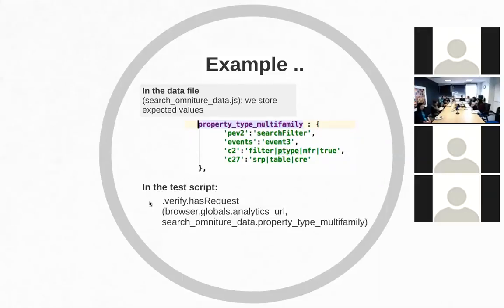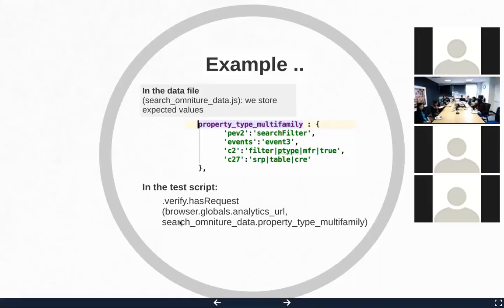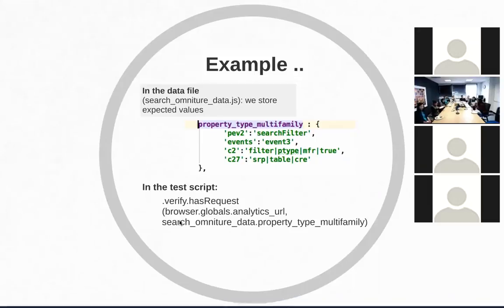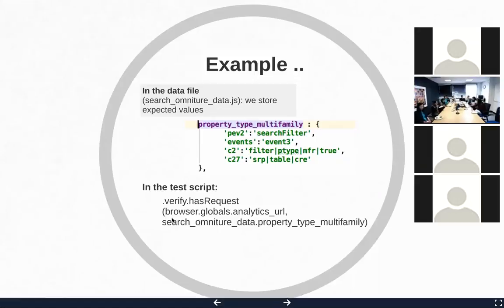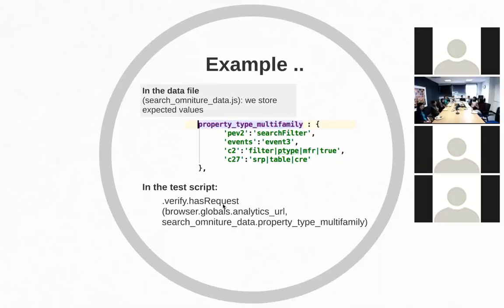And in the test script, you do your functional testing, and there's only one line you have to add here, called verify.hasRequest, where you pass in this data file. From this data file, I want to verify the property type multifamily. So it pulls in the expected data from here, and the hasRequest helper method, which Kalpana has created, just compares the actual data it gets with the expected data you're passing from this file.